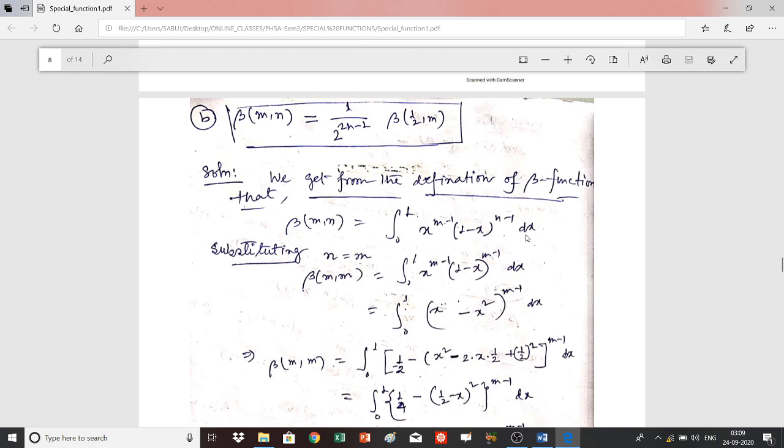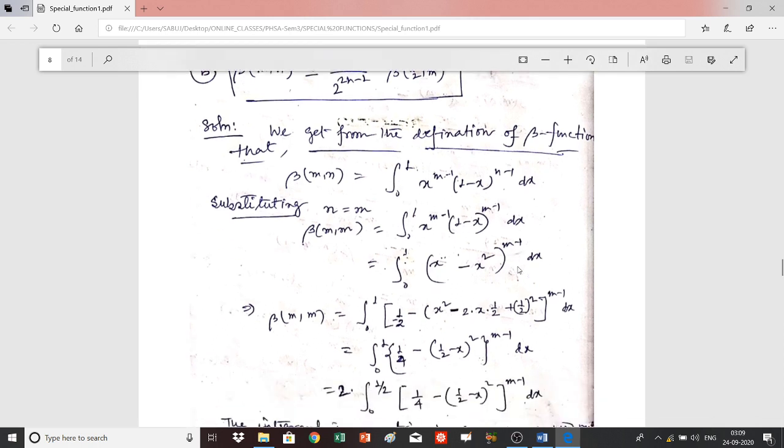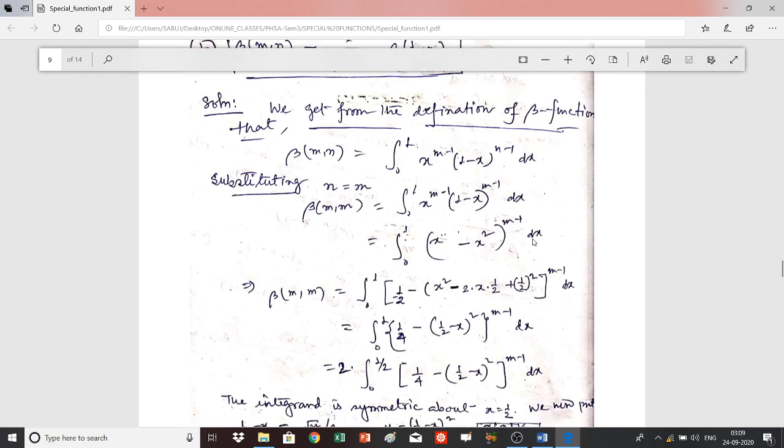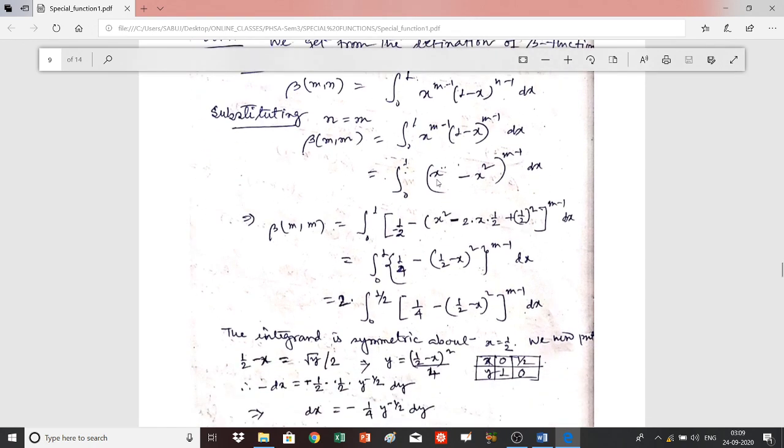So just write here n is equal to m. If you do that, then from this equation you can write beta mm is equal to integral 0 to 1 x to the power m minus 1, 1 minus x to the power m minus 1 dx. So from here just multiply both of these terms. So first term x, and then x square to the power m minus 1 dx. Just write this term in this way here, that beta mm is integral 0 to 1, and then you can write this expression as this.